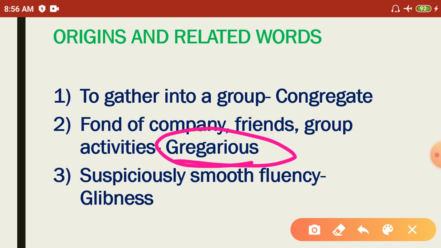Suspiciously smooth fluency is known as glibness. If you have a smooth fluency, if you are very clear about your point of view, then this word is known as glibness.